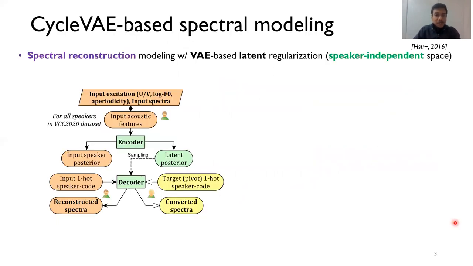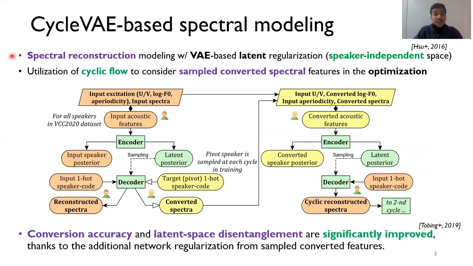And the CycleVAE-based spectral modeling itself is a spectral reconstruction model with the VAE-based latent regularization, where it utilizes the cyclic flow to use the sampled converted spectral features to further regularize the network, so that it can improve the conversion accuracy and the latent space disentanglement.